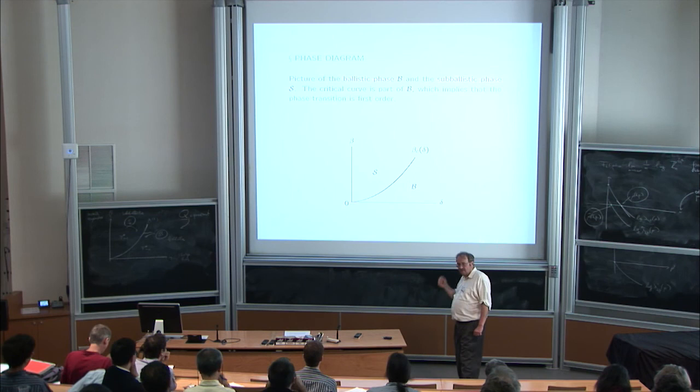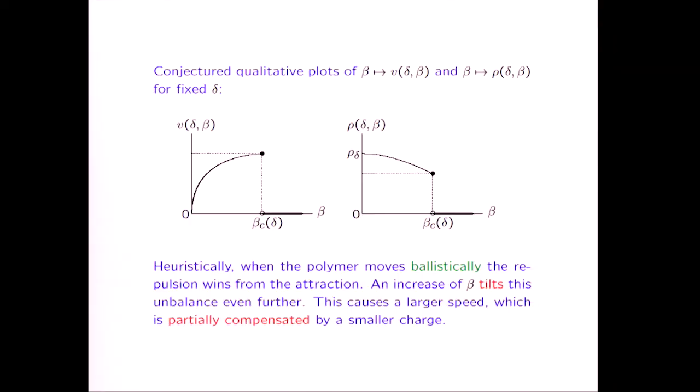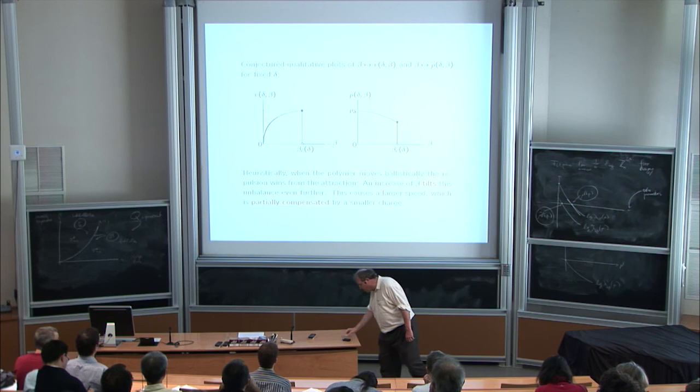And here we have plotted what we think is the dependence as a function of beta of these two objects, this limiting speed and the limiting charge. But we have not yet been able to prove these pictures, so that it would be perfectly this shape. We know that it's roughly this shape and also roughly that shape, but they should look like this, but we would need to go deeper into the spectral analysis to pull that out.